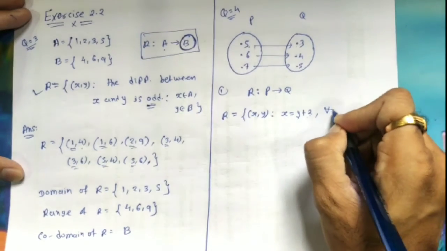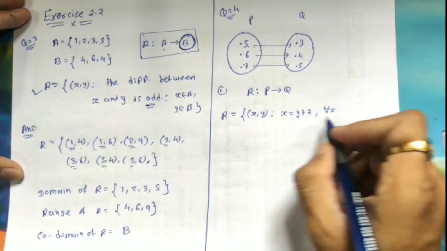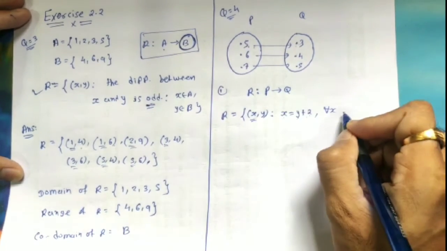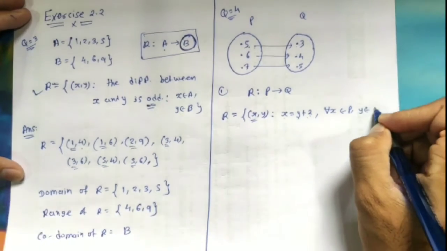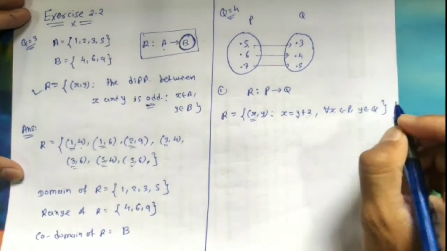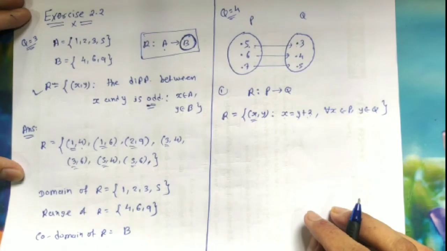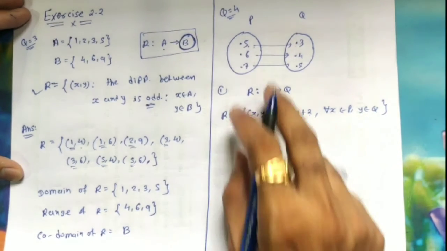You have to mention the condition. Condition is every x, the first element, must belong to set P, and every second element of the ordered pair must belong to set Q. So this is the first. You have to write the relation in set builder form. So this is the set builder form of this given relation.